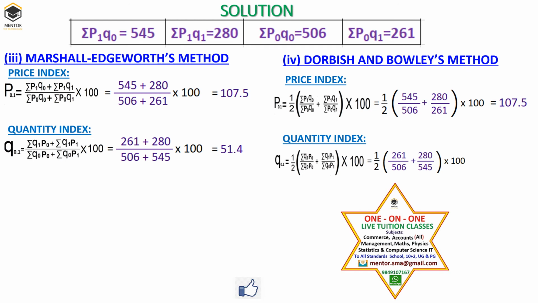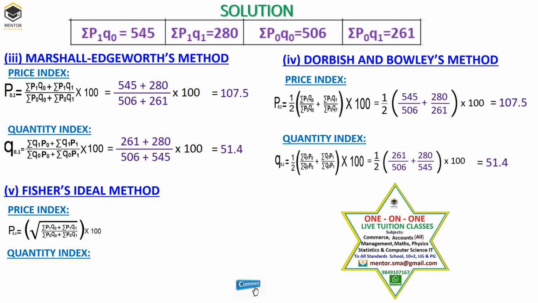So next I have the quantity index. The quantity index values I will have are 261 divided by 506 plus 280 divided by 545. If I do the calculation, I will get a final value of 51.4. So these are my price index and quantity index under Bowley's method. Next I have Fisher's ideal method. In Fisher's ideal method, first the price index. What is the author doing? The author is taking the geometric mean of the Laspeyres and Paasche methods.